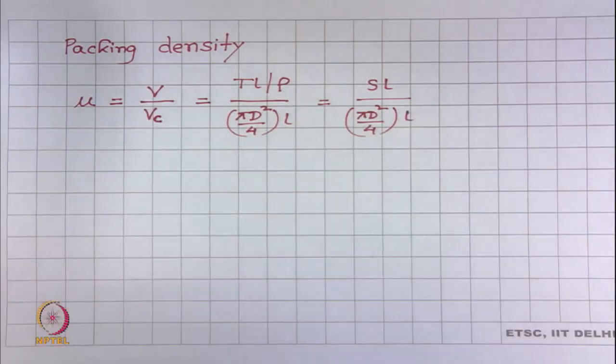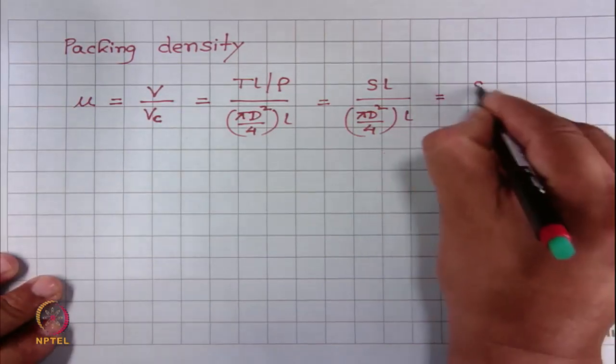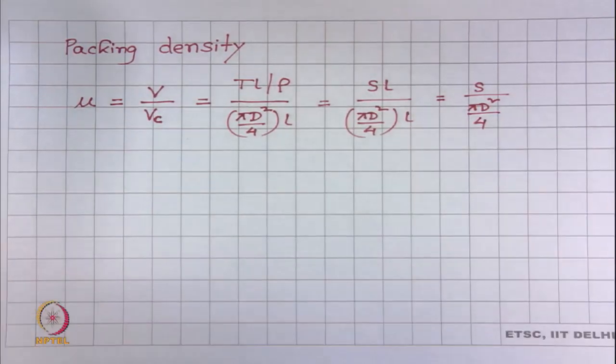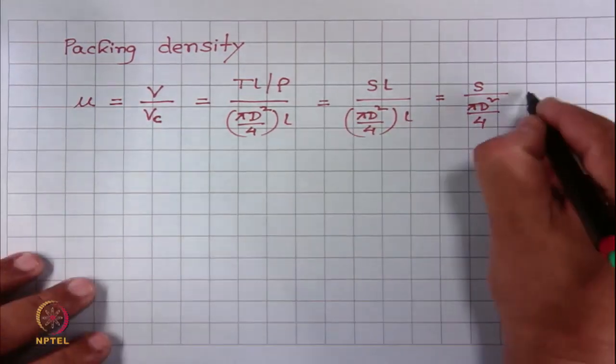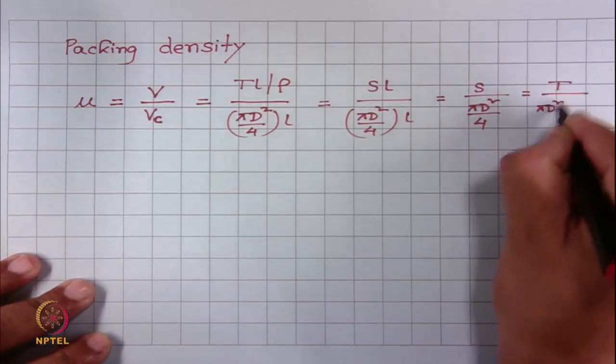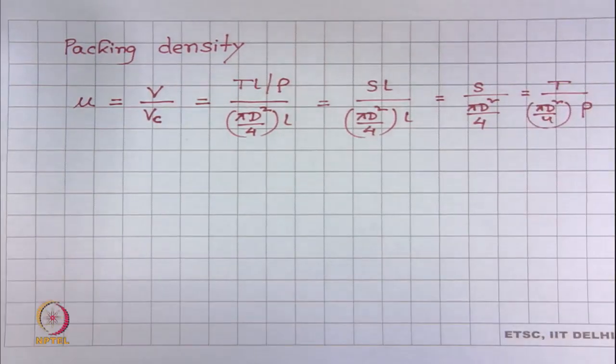So, this L will cancel out, and we will obtain S as pi d square by 4. Now, what is S? S is T by rho. So, T by pi d square by 4 into rho. Right.